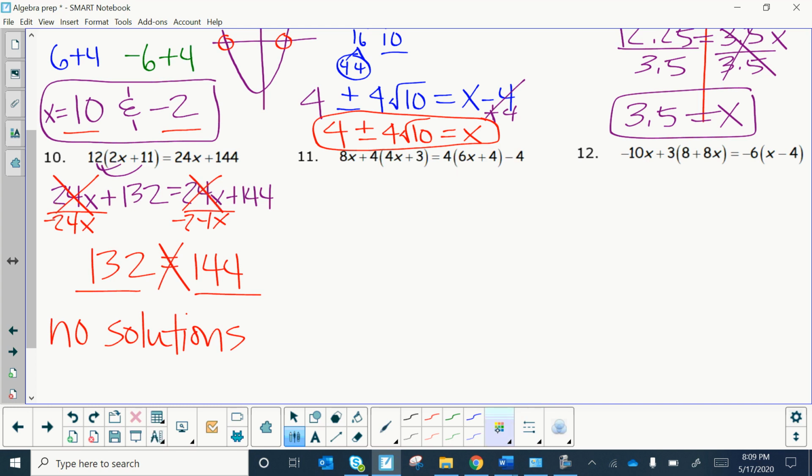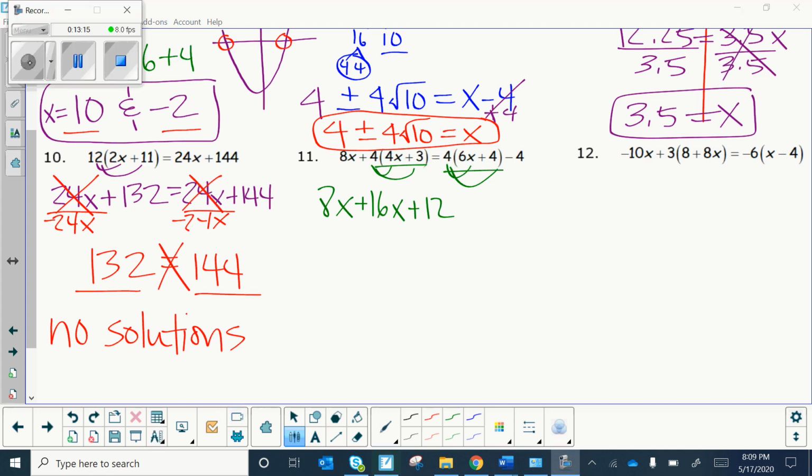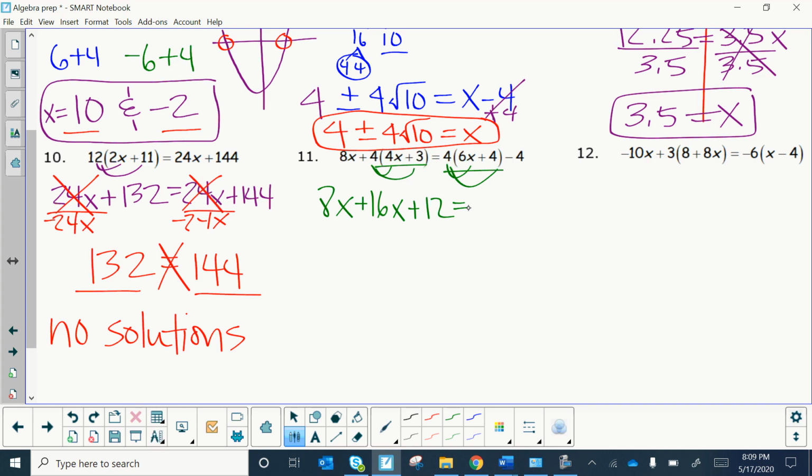So I've got a couple of parentheses right here. So I need to do the distributive property here, and I need to do the distributive property there. So I have 8x out in front. Then I have plus 16x plus 12. And then on this other side, I have 24x plus 16 minus 4.